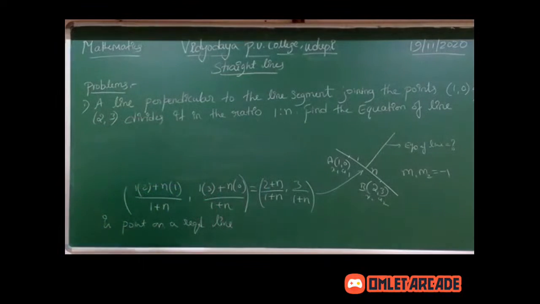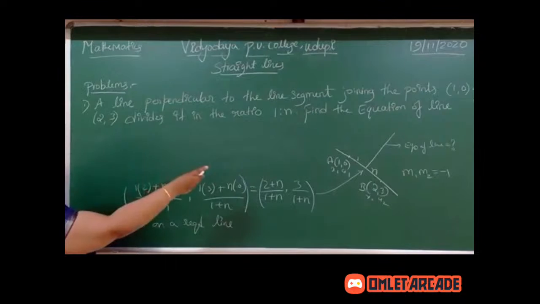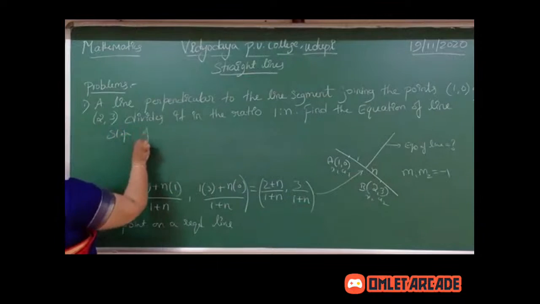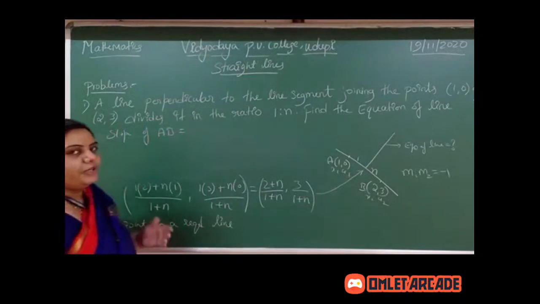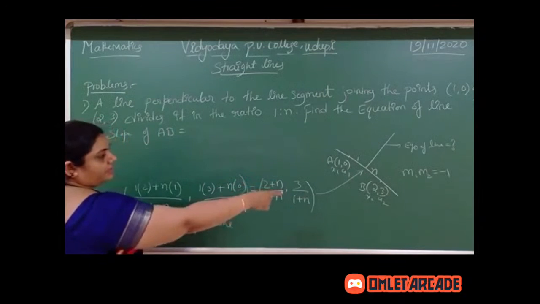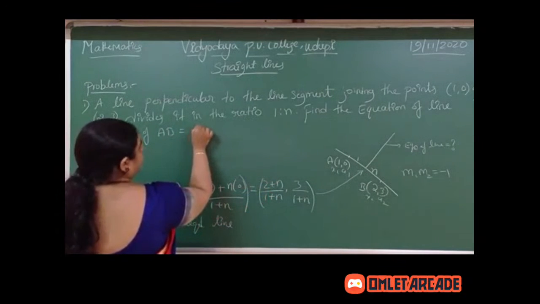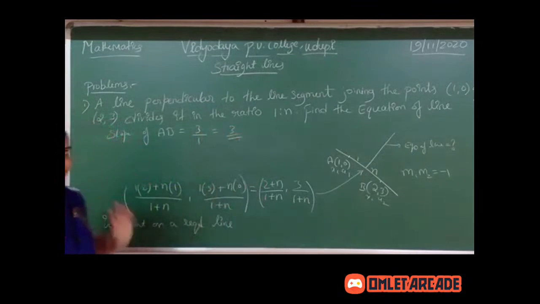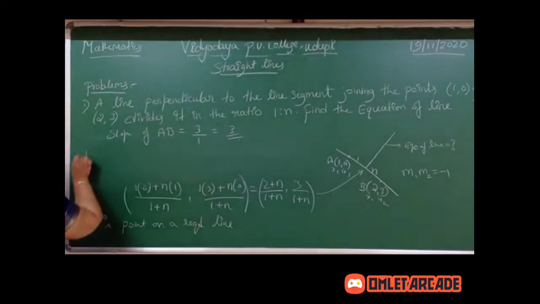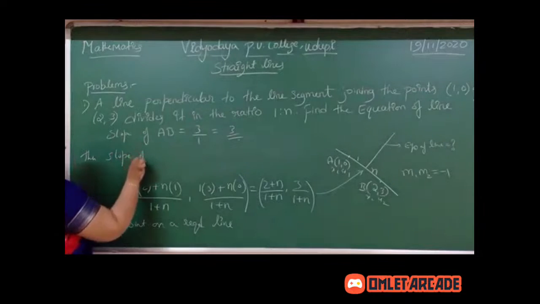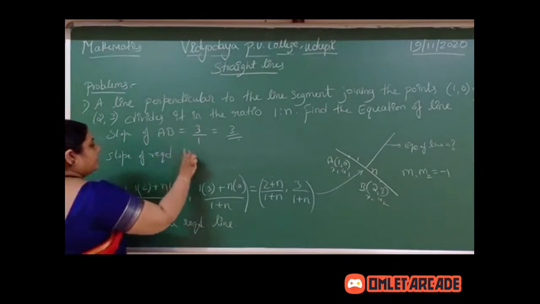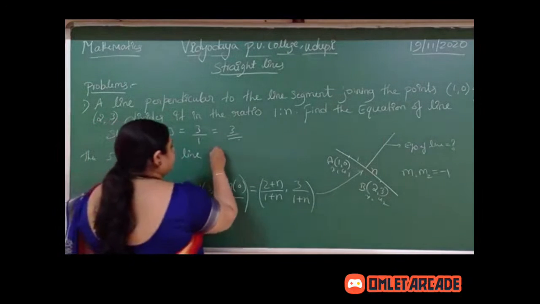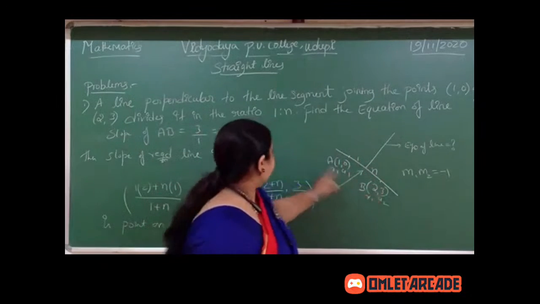Next, let me continue here itself. Next I need to find the slope. So first let me find this slope, okay? Slope of AB. You know how to find slope when 2 points are given. Let me take x1, y1 and x2, y2 in the same way. 3 minus 0, that is 3, divided by 2 minus 1. So this is the slope of AB. Then slope of the required line. I'm writing in short, okay? See, this is the slope of a line which is 3.